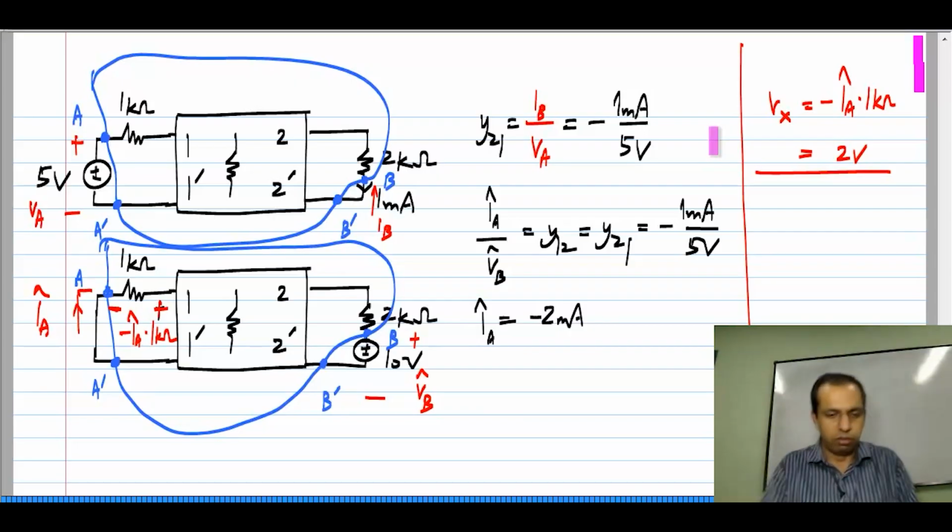Now, exactly in the same spirit, instead of connecting a voltage source here, I could connect a current source across this 2 kilo ohm resistor and so on. So, that is another possibility. Now, of course, you could be given problems that do not say anything about a 2 port network. So, let us try one such thing.